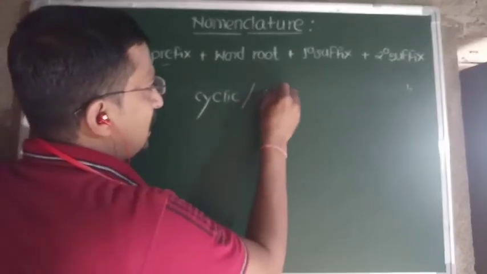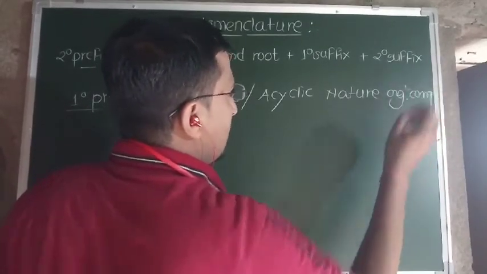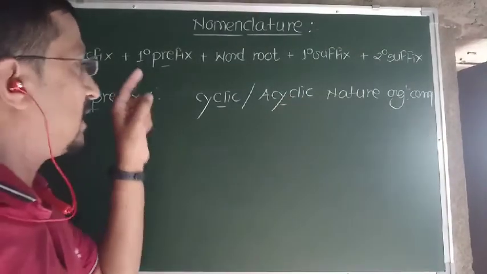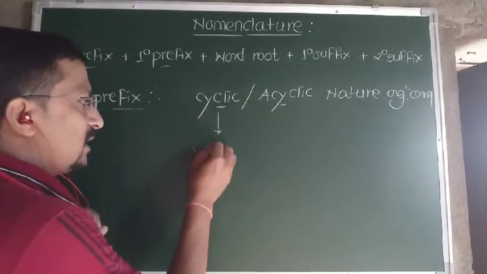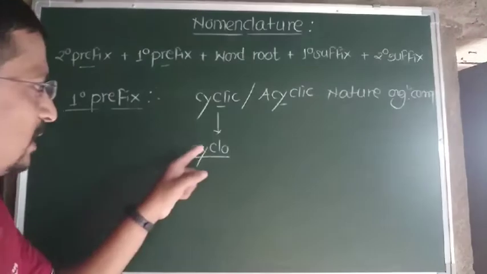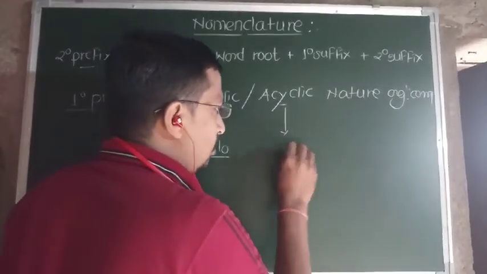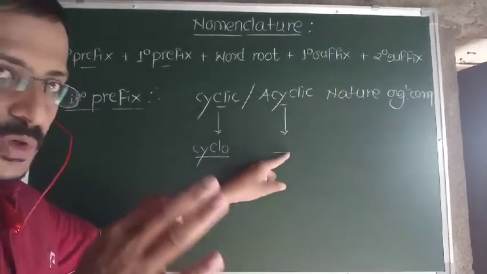Then after that, primary prefix. Now see here, primary prefix. As far as primary prefix is concerned, this primary prefix gives us the information regarding the cyclic or acyclic nature of the organic compound. We can get the information on whether the organic compound is cyclic or acyclic from the primary prefix, from the name or from the structure. So if the organic compound is cyclic in nature, then the word cyclo is used as a primary prefix in the name of that organic compound. And if the compound is acyclic in nature, then just omit or drop the primary prefix and go to the next component, that is the word root. When they are acyclic, there is no necessity of primary prefix.